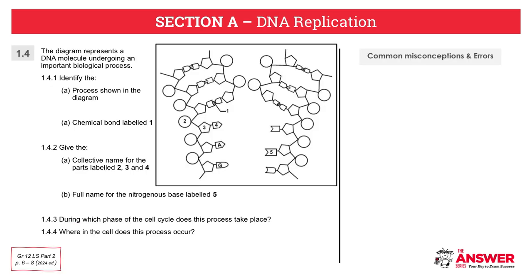Question 1.4, the diagram represents a DNA molecule undergoing an important biological process. The only biological processes that learners are taught that DNA is involved in are either DNA replication or protein synthesis. And in that sense, it's only transcription, the first half. So looking at the diagram, the first thing you need to do is figure out which biological process is actually being shown. That's also the first question.